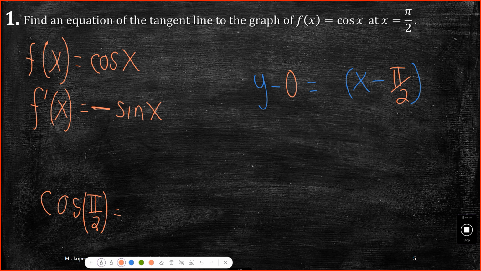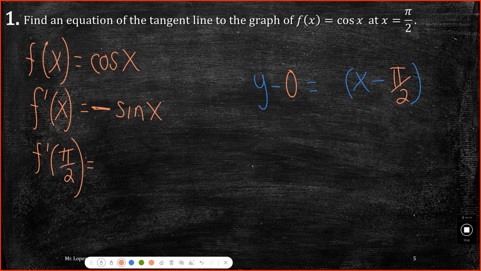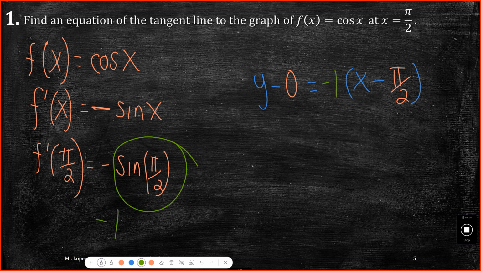Now we can evaluate it at pi by 2. F prime of pi by 2 is going to equal negative sine pi by 2. What's sine of pi by 2? That's what we've got to do here first. Sine of pi by 2 is 1. So it's going to be negative 1, and we're done.